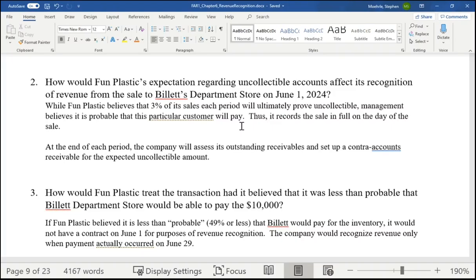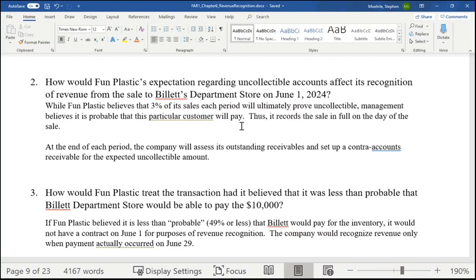Again, at the end of each period, the company will assess its outstanding receivables and set up a contra accounts receivable for the expected uncollectible amount of outstanding receivables. Again, you'll see the accounting for that in the next module.